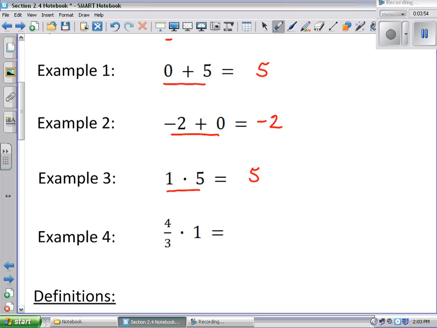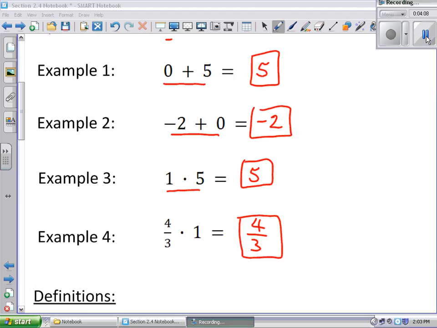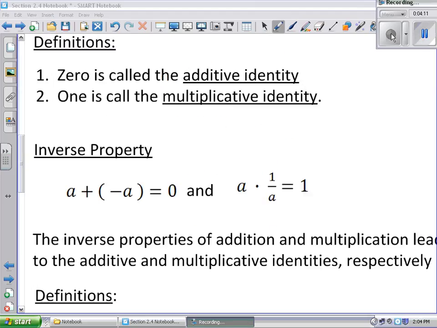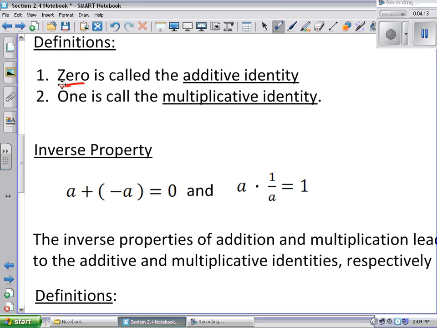4/3 times 1 is equal to 4/3. Whenever I multiply by 1, I get what I started off with. Do you see how I got what I started off with all 4 times? Let's get some definitions now. 0 is called the additive identity, and 1 is called the multiplicative identity.